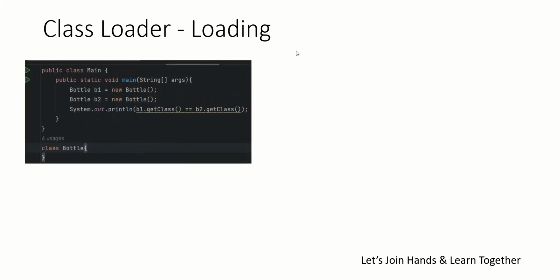To understand loading, I'm taking one example. Consider we have a main class with a main method, and also a class called Bottle. I'm instantiating it and creating objects called b1 and b2. Then I'm taking the class of b1 and b2 and checking whether both are the same or not. If it is the same, it will return true, otherwise false. So we'll see what happens when we do loading.